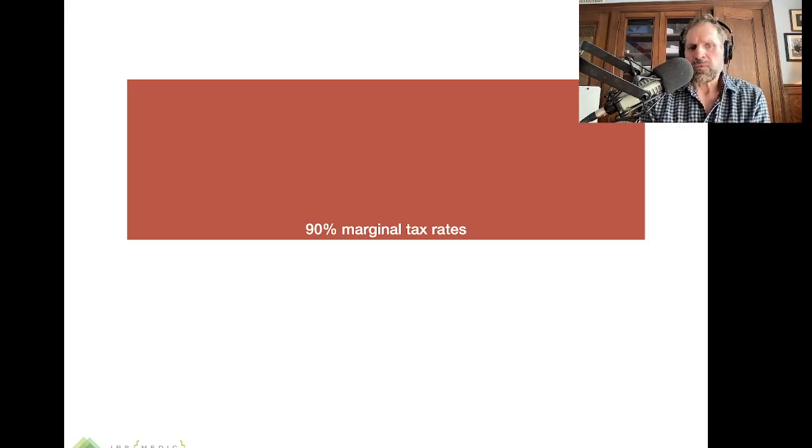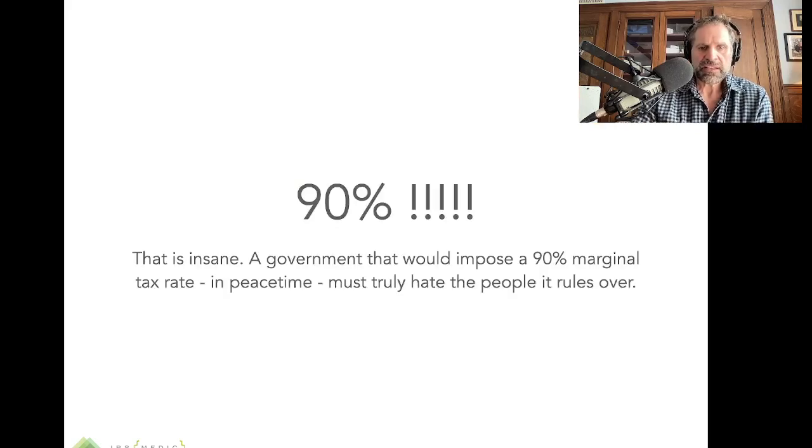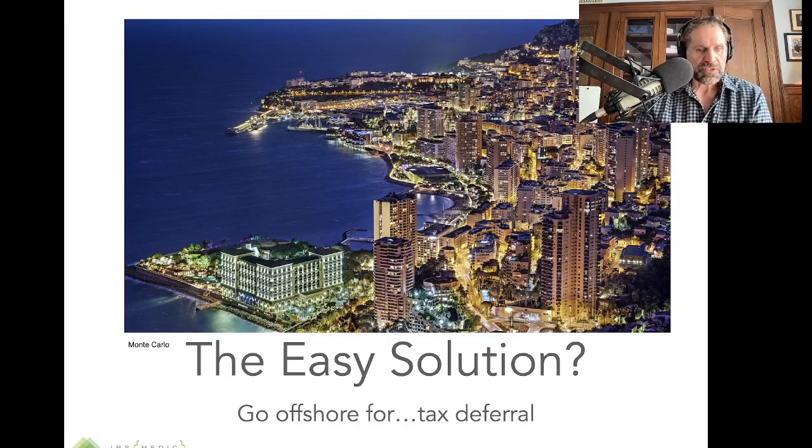I mean, why not just go for 100 there, folks? You're taking nearly all. Insane, a 90% tax rate. This is what you need to understand. A government that would impose a 90% marginal tax rate in peacetime must truly hate the people it rules over. It's so awful.